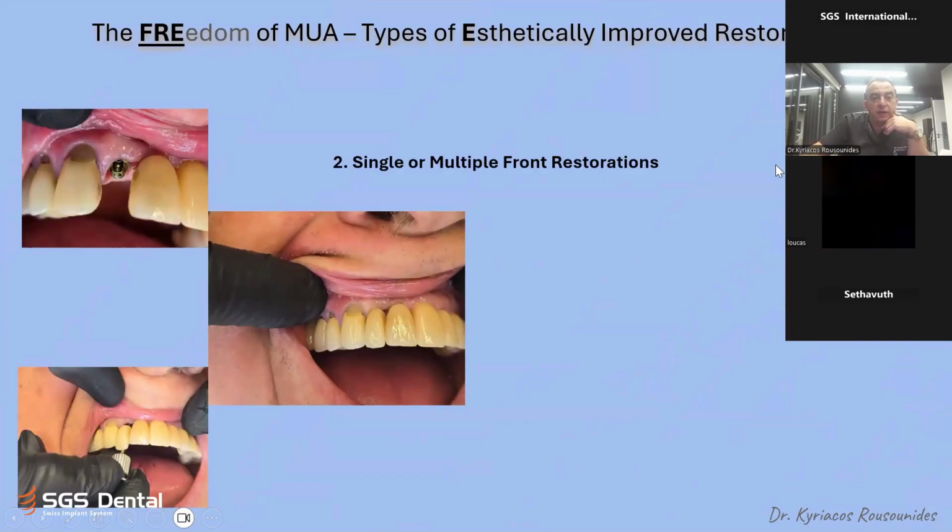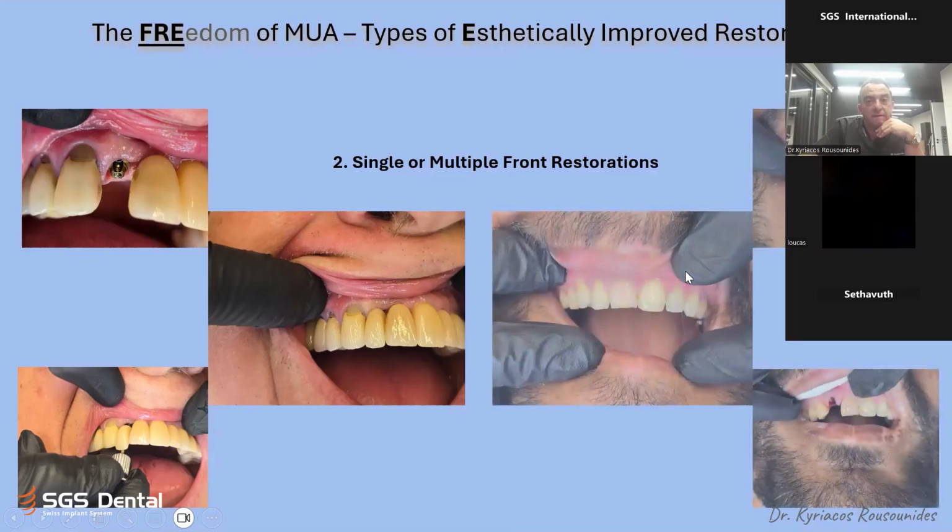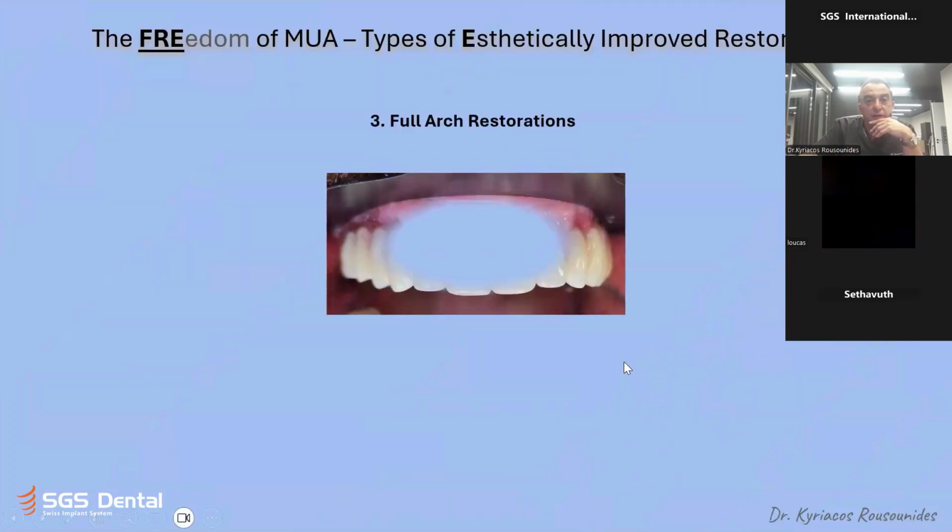Also in the aesthetic zone, in the front area, we have here, for example, another correction. We place the implant here more palatal, and we corrected the angle so we can have a more aesthetically approved result. And here we see another case with the same tooth. This is the lateral on both sides, and we see that the results were very acceptable.